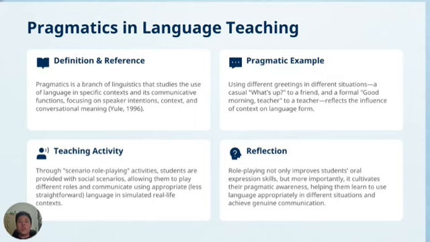For primary students, we use role play activities. Students act out different situations like greeting a teacher or talking to friends. They learn to use polite and right language for each situation. For this part, the reflection is pragmatics helps students communicate in real life. They know how to speak properly and they become more confident in real English conversation.